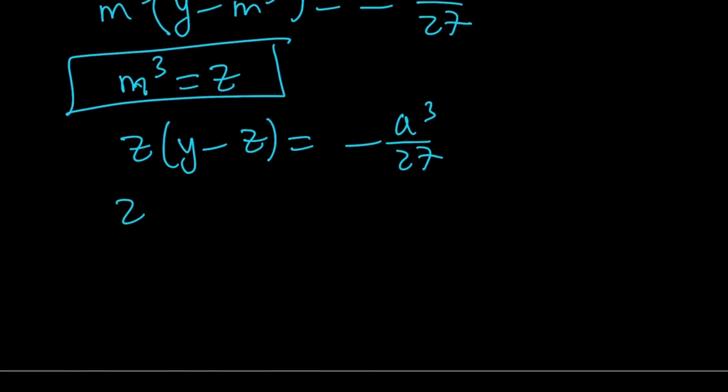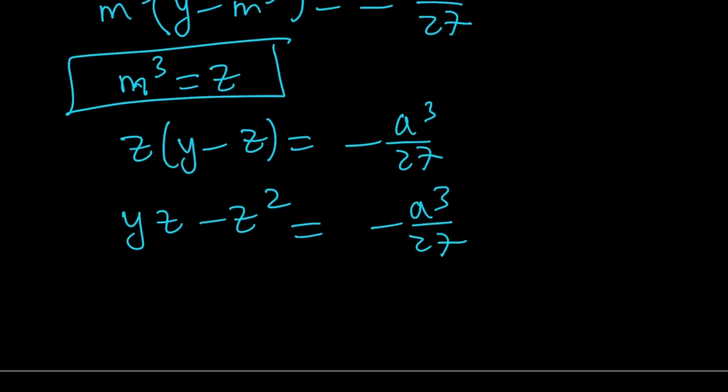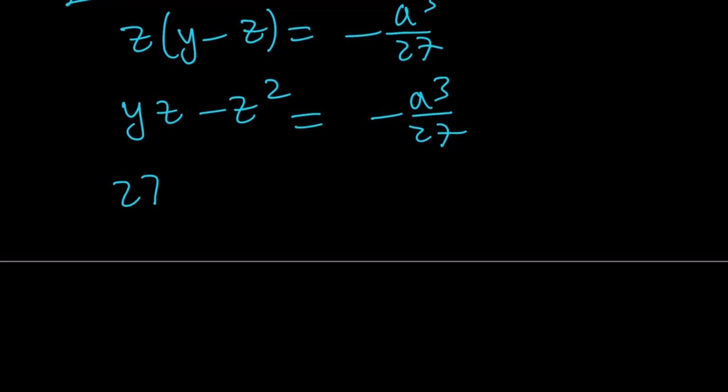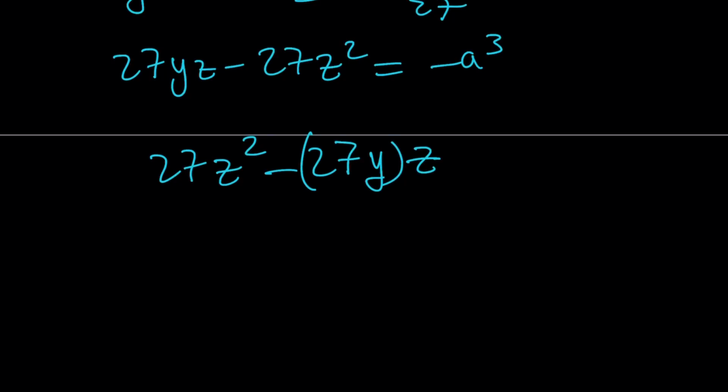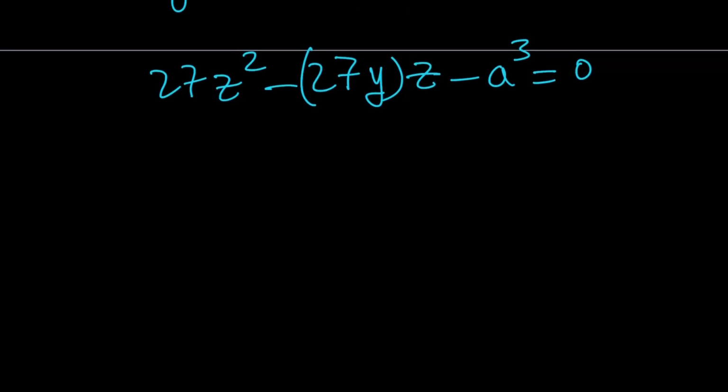Anyways, let's go ahead and distribute z. I should probably write it as yz, right? Because it's in z. Minus z squared equals negative a cubed over 27. Let's multiply both sides by 27. And then put everything on the right-hand side so we can get our nice quadratic in z, all right? So since our equation is in z, notice that negative 27y is just going to be a coefficient, right? All right, great. So this is our quadratic, and how do you solve the quadratic equation?